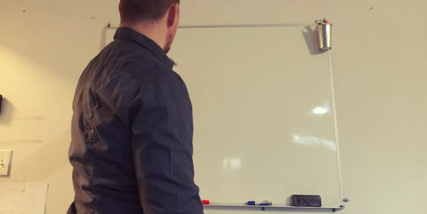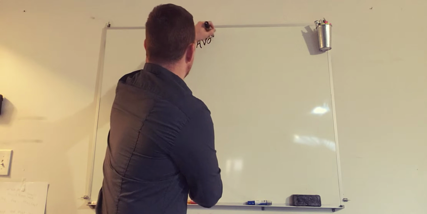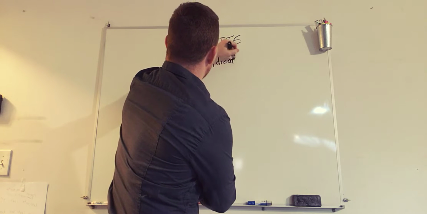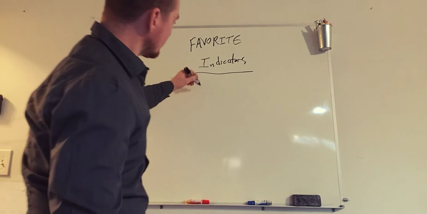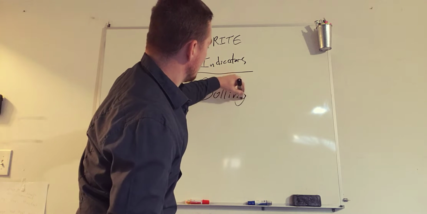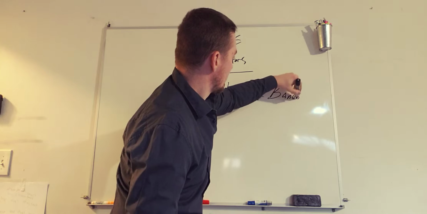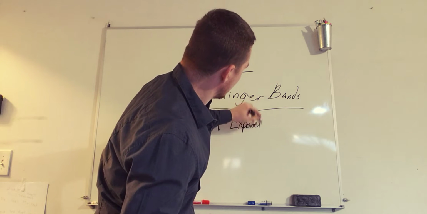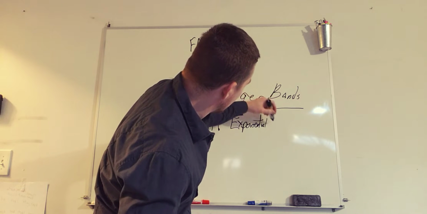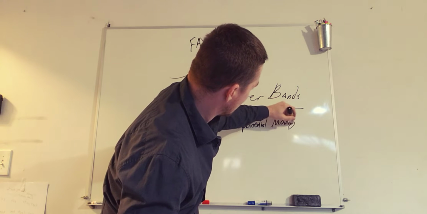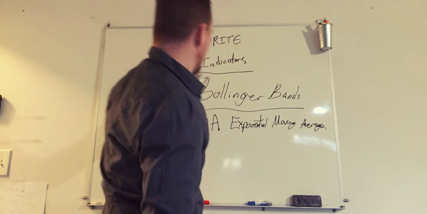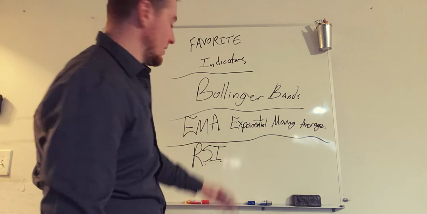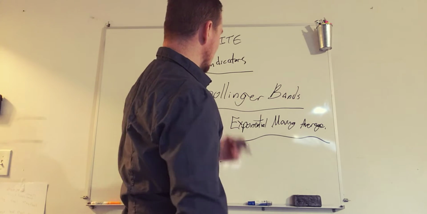But what I will say is my favorite indicators. Bollinger Bands, by far my favorite. EMA, what does that mean? Exponential moving average. Bollinger Bands, exponential moving average. What else? RSI. What does that mean? Relative strength index.